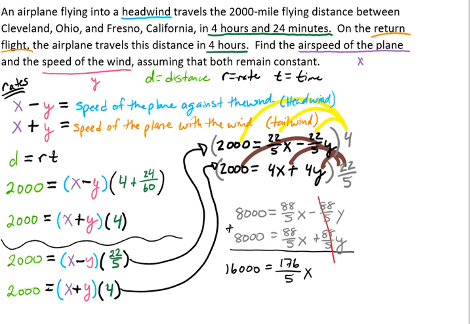So to solve this, we're going to multiply by the reciprocal. So we're going to multiply by 5 over 176. So those will cancel out. And if I take 16,000 and multiply that by 5 over 176, that's going to end up getting me 5,000 over 11 equals x.